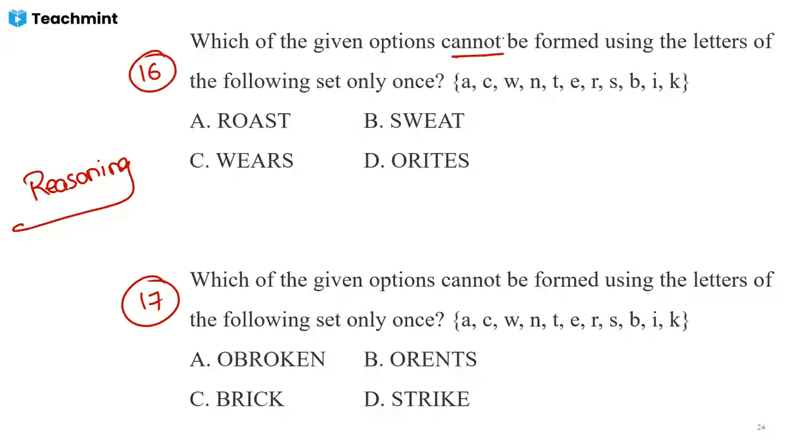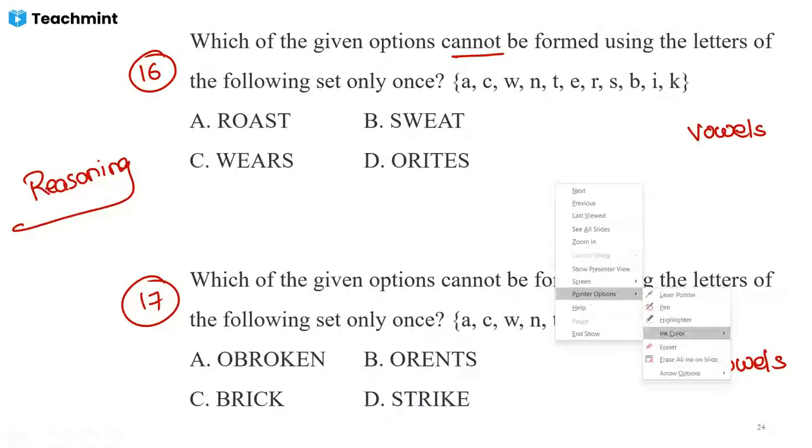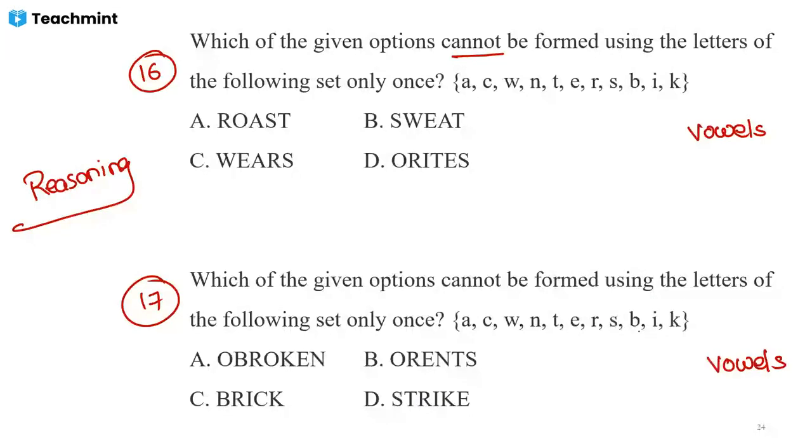When they use cannot be formed, go with the vowels first of all. Always focus on the vowels. What are the vowels given? In the given words, what are the vowels available? Vowels will help you a lot of times. Here two options are correct. Cannot be formed. Two options are correct.